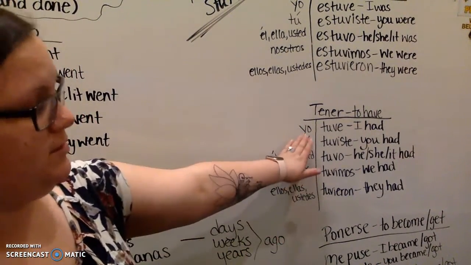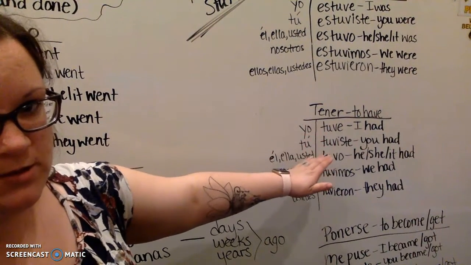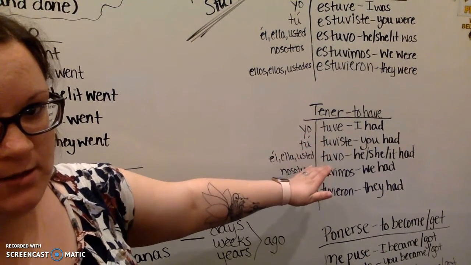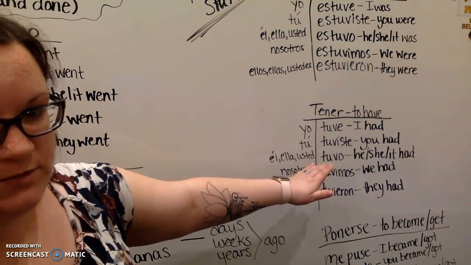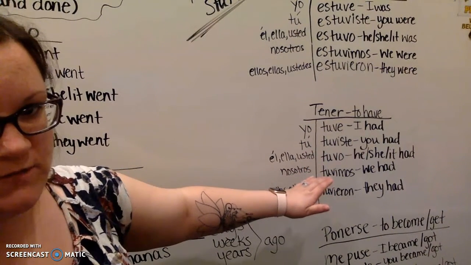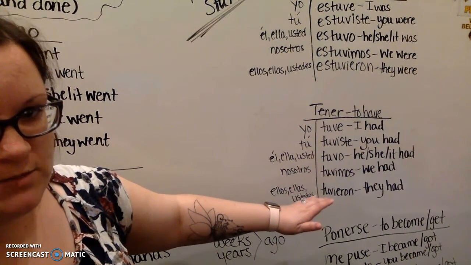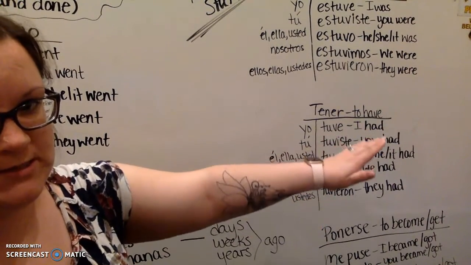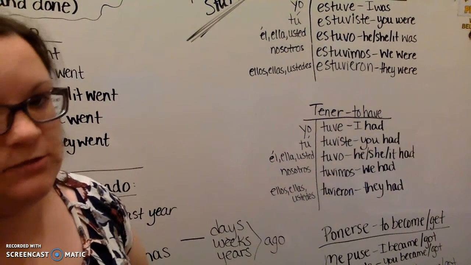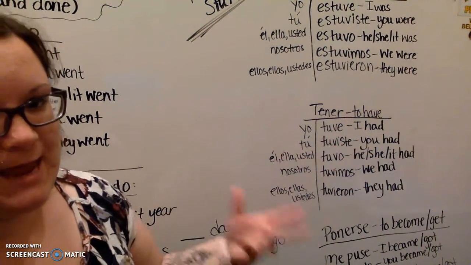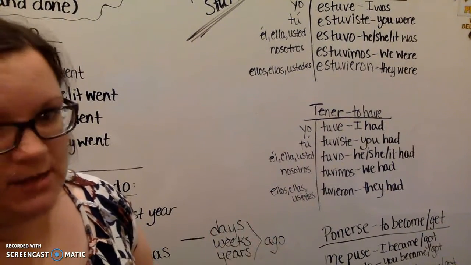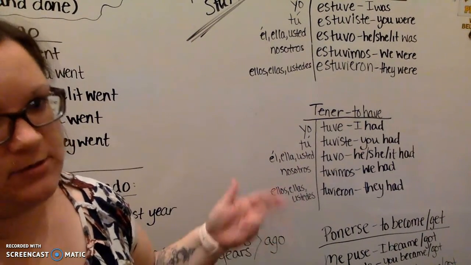So the yo form becomes tuve, the tú form becomes tuviste, the él, ella, usted form becomes tuvo, the nosotros form becomes tuvimos, and ellos, ellas, ustedes becomes tuvieron. All right, so then you see that the meaning all changes down the side too. Tuve becomes I had, tuviste you had, tuvo he, she, it had, etc., etc.